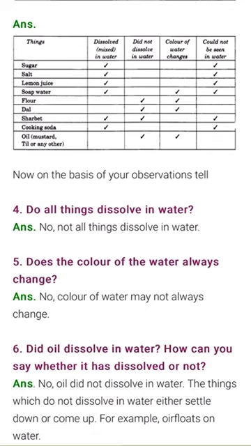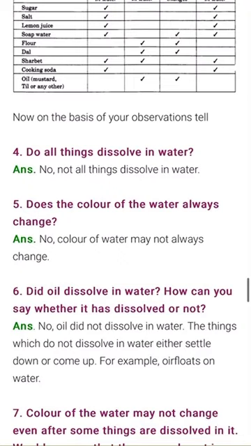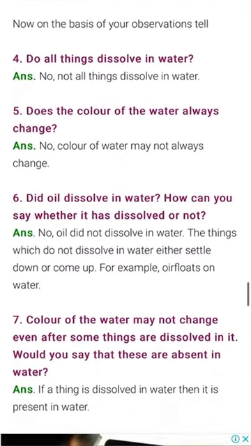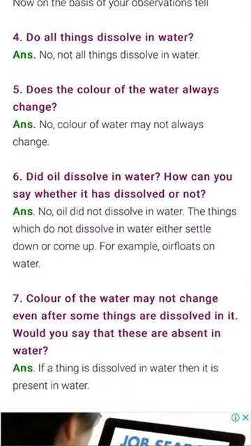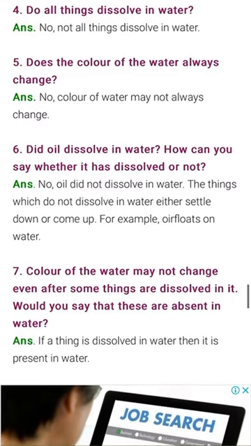6. Did oil dissolve in water? How can you say whether it has dissolved or not? Ans. No, oil did not dissolve in water. The things which do not dissolve in water either settle down or come up. For example, oil floats on water. 7. Color of the water may not change even after some things are dissolved in it. Would you say that these are absent in water? Ans. If a thing is dissolved in water, then it is present in water.